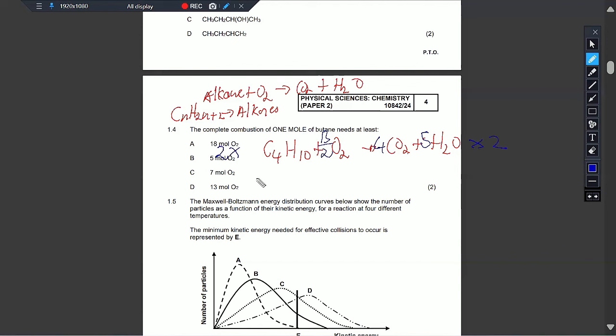Now this here will give me 2 C4H10. And then this 2 will multiply with that, so that I'm only left with 13 O2. But then the 2 again will multiply here. So that's 8 carbon dioxide. And then here that's 10 H2O. So what were we trying to answer? How many moles of oxygen do we need? And as we can see from here, this one corresponds to option D. So it was supposed to be D.